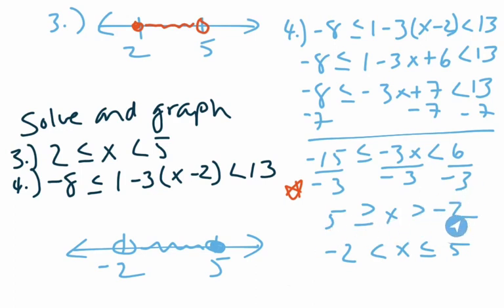And of course, that is an uncomfortable way to write it. So we turn it around. -2 is less than x is less than or equal to 5. This one, you were required to graph it. And so you should have an open circle at the -2, a closed circle at the 5, and shaded in between. And as always, pause the video if that was a little bit much.